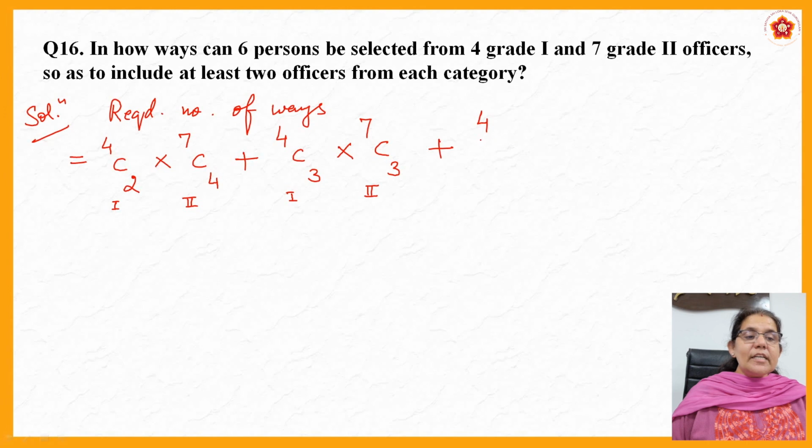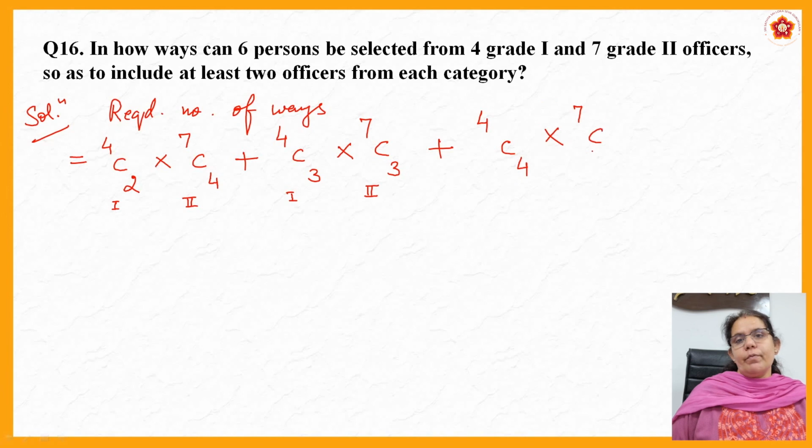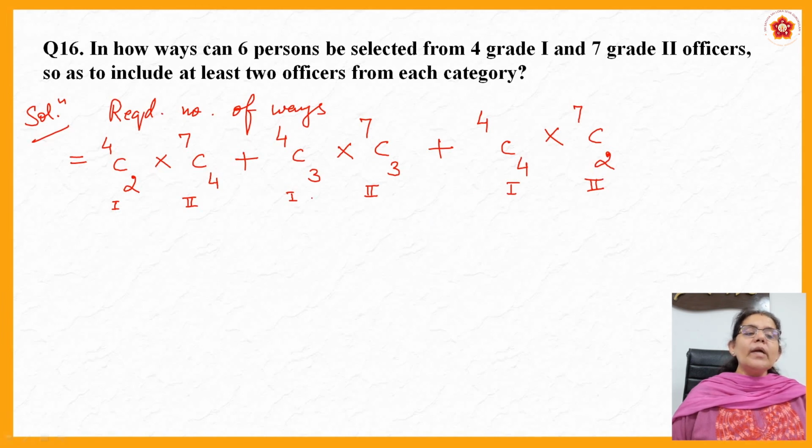Then let's move on to the next condition. From grade 1 officers, out of 4 grade 1 officers, we choose all 4. If we choose all 4 from here, then how many can we take from grade 2 officers? We can only take 2 because 4 have been chosen from the first category. Total that number that we have to choose is 6. So 4 we have already chosen. How many more can we select? We can only select 2 more.